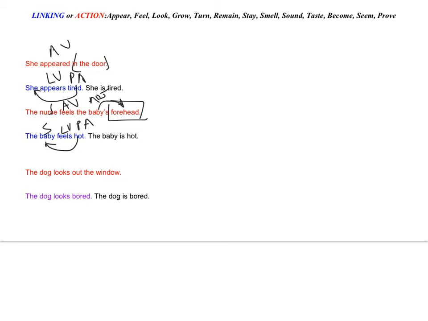The dog looks out the window. We can see the dog looking out the window, wishing to go outside. Or we could say the dog looks bored. The dog is bored. Bored is modifying dog. That's a predicate adjective. I've got this linking verb, and here's my subject.